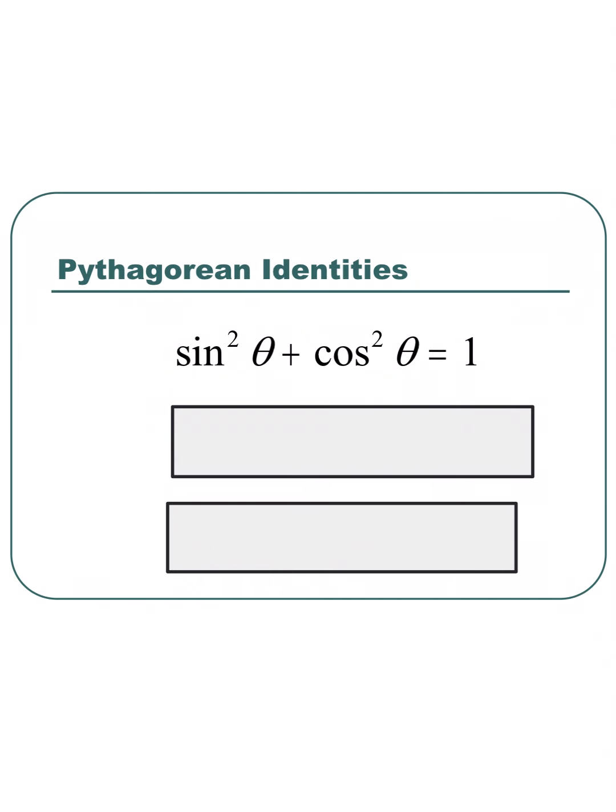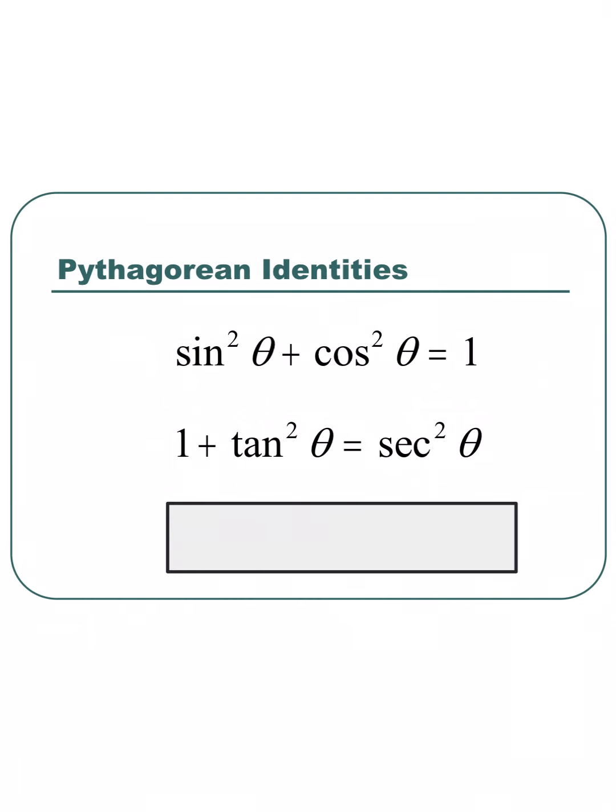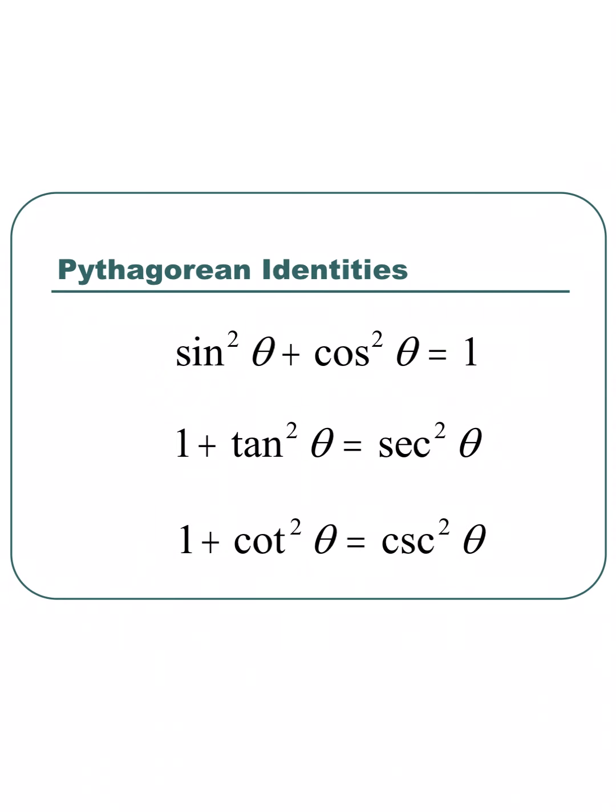If I take each one of my terms, the sine squared, the cosine squared, and the 1, and I divide them all by cosine squared, I end up getting my second identity, which is 1 plus tangent squared is equal to secant squared. And if I go back up to the original function and I divide them all by sine squared, I end up getting my last and final Pythagorean identity, which would be 1 plus cotangent squared is equal to cosecant squared.